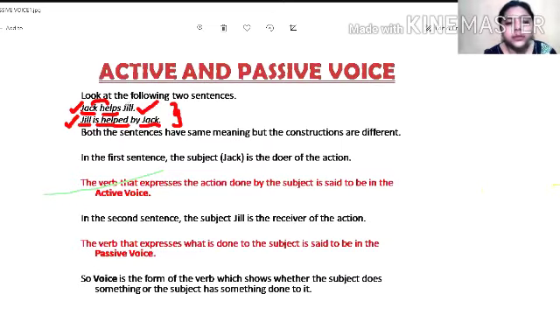I repeat, the verb that expresses the action done by the subject. Okay, here help is the action which is performed by the subject, that is Jack. All right. So here this becomes the active voice. This is the active voice.